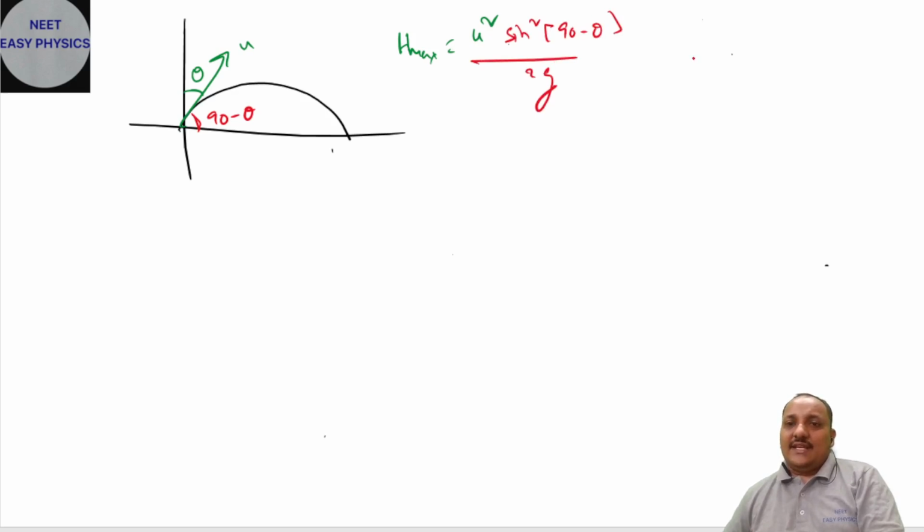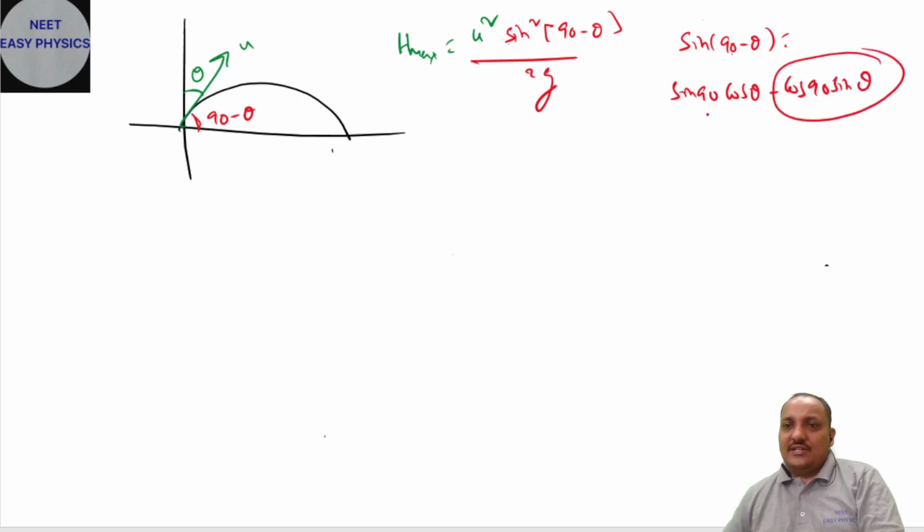So what is sin 90 minus theta? Sin 90 minus theta, in basics we discussed: sin A minus B is sin A cos B minus cos A sin B. Cos 90 is 0, sin 90 is 1. Therefore sin 90 minus theta is cos theta. Therefore u square cos square theta by 2g. In place of sin, cos you will get. In place of cos, sin you will get. Isn't it? Like this we have to see.